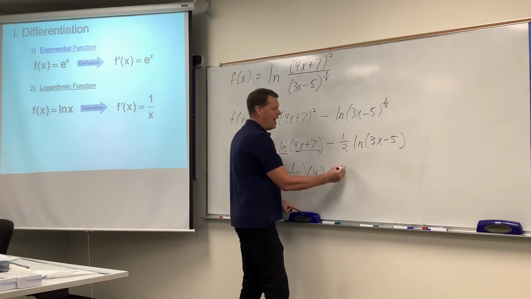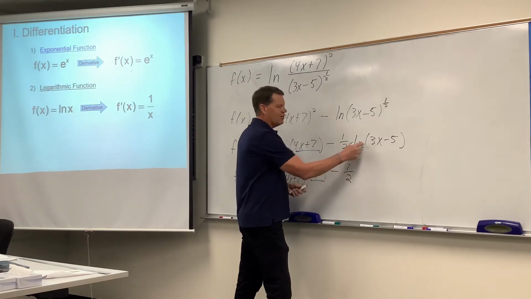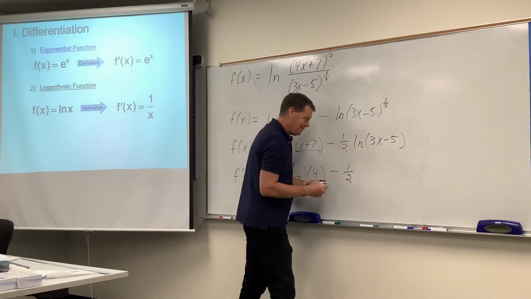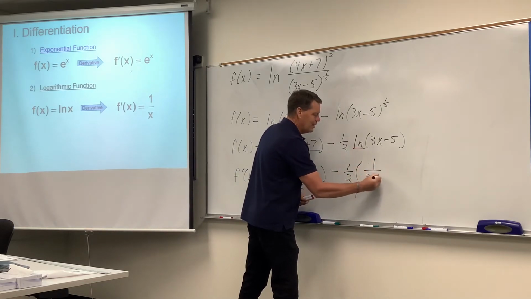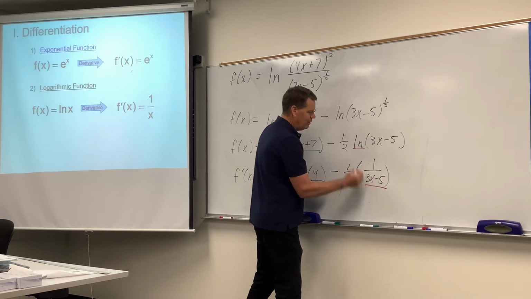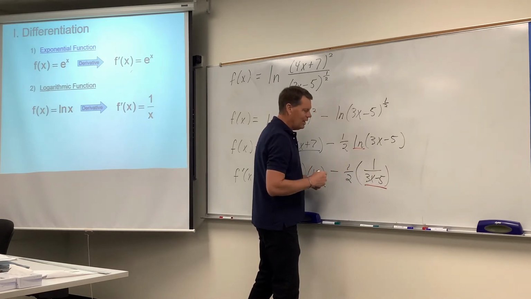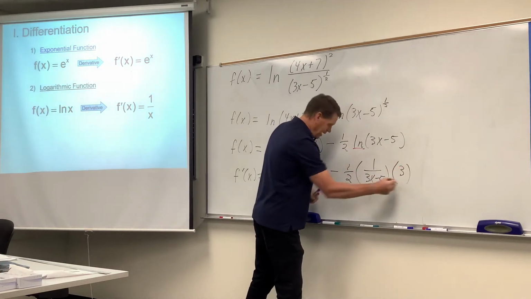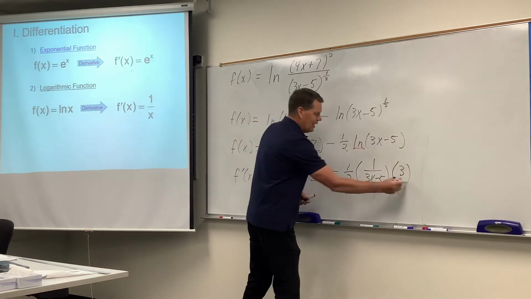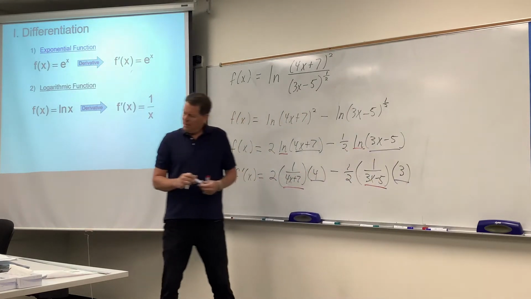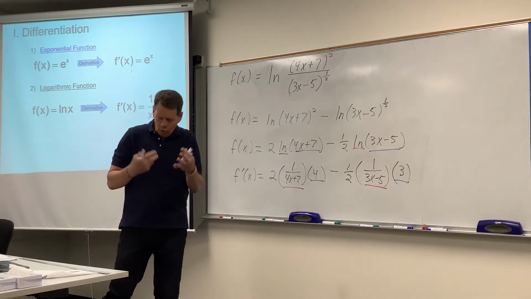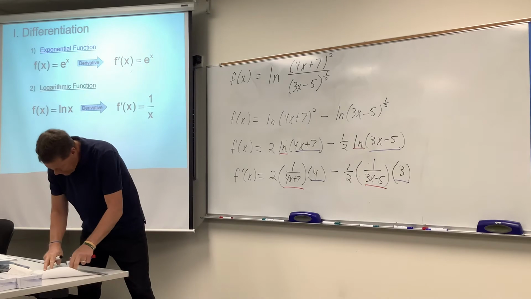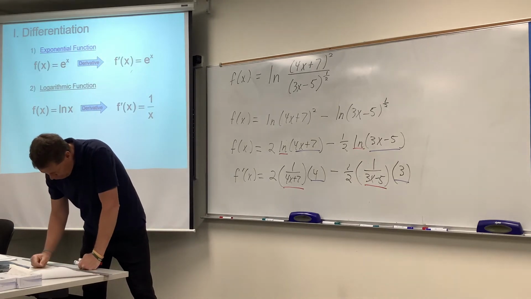Minus, oh look, a 1/2, that's just a coefficient. Outside, inside, chain. 1 over, that's the derivative rule for natural log of something. And then the 3x minus 5 would have a derivative of 3. And that's the derivative of that, outside, inside. So that takes care of that one. And again, if you want to call it algebra trickery, those algebra rewrites are definitely of great benefit to us. All right.